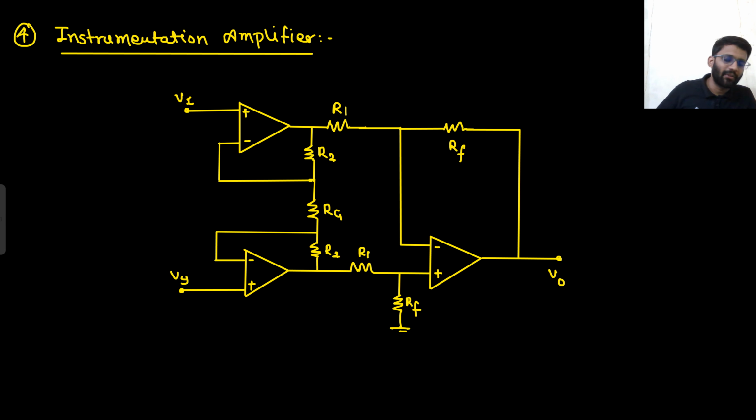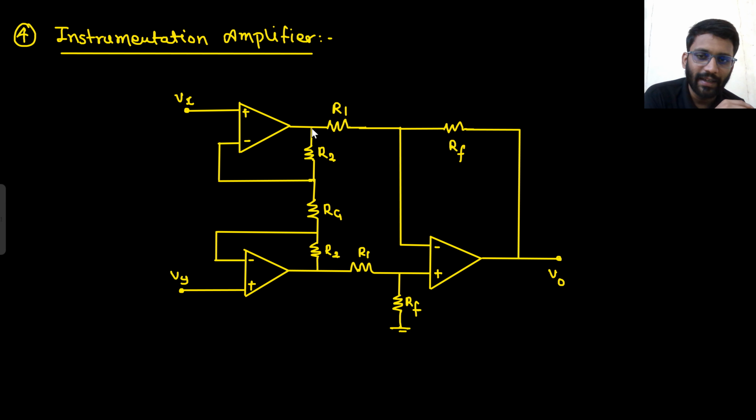Now we are going to study the instrumentation amplifier. Why it is called instrumentation amplifier, what the advantage is, everything we will see. But let's just analyze it. Let's find the output voltage first. Our target is to find the output voltage first. So what will be the output voltage?